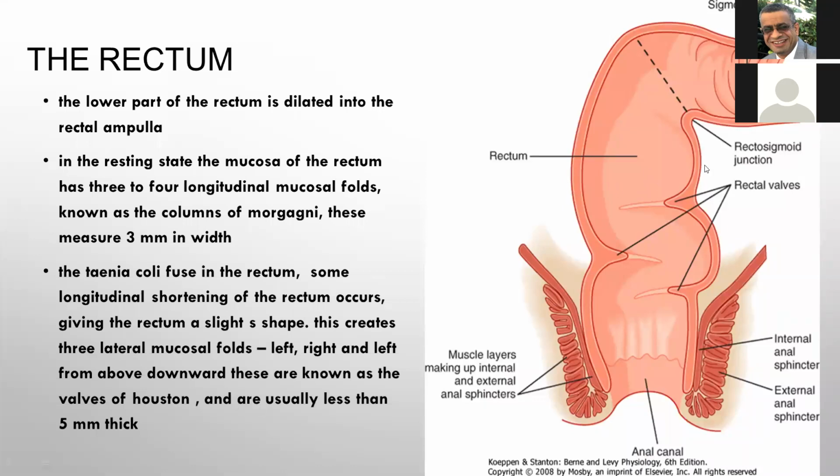This is the sigmoid, rectum, and rectosigmoid junction, and these are the valves from superior to inferior: left, right, and left.